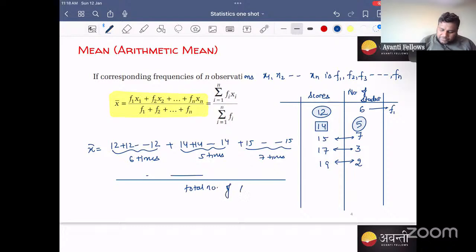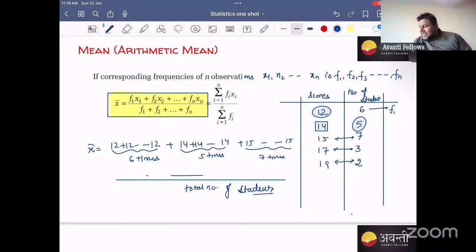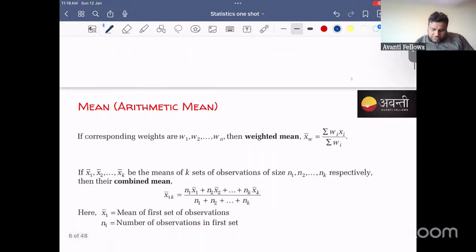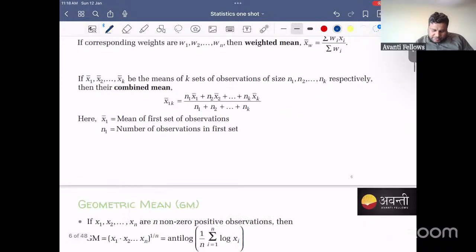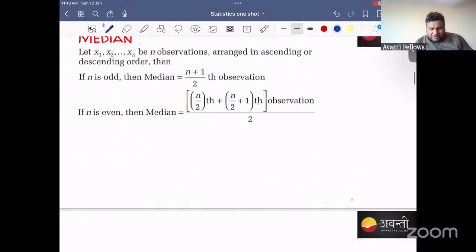Total number of students. And that is why this formula has been designed. Like you multiply x1 f1 number of times, you multiply x2 f2 number of times, and so on and so forth. Understood? So now this is not really geometric mean and harmonic mean; we'll do those later on if required.